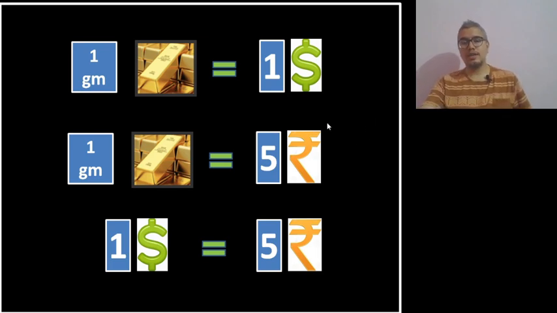Here we see that 1 gram of gold is being purchased by $1. 1 gram of gold is equal to 5 rupees. So whenever these two countries want to exchange their currencies, then obviously India has to give 5 rupees against the $1 given by the USA. So this was the gold standard exchange rate system.